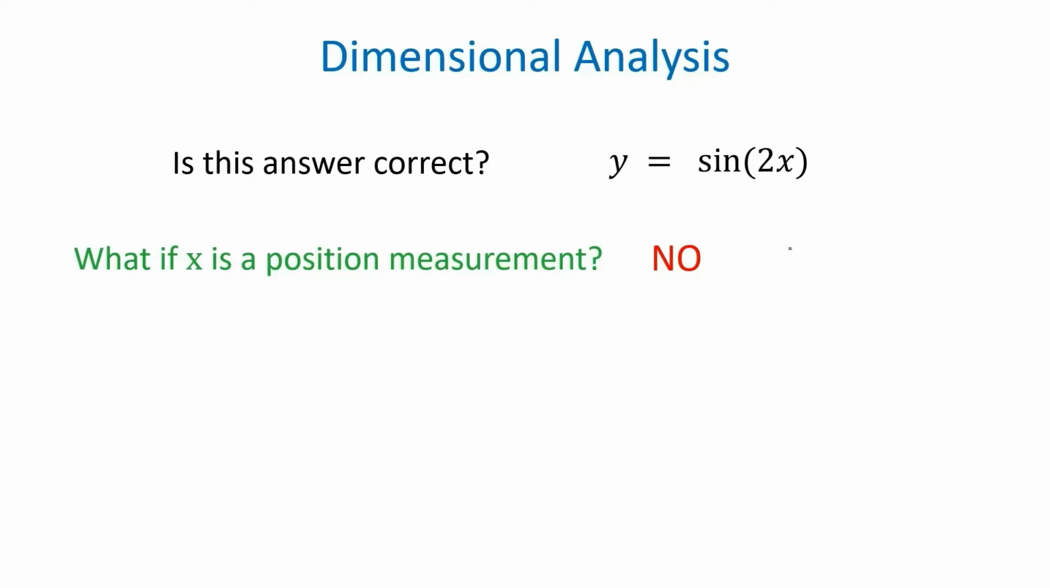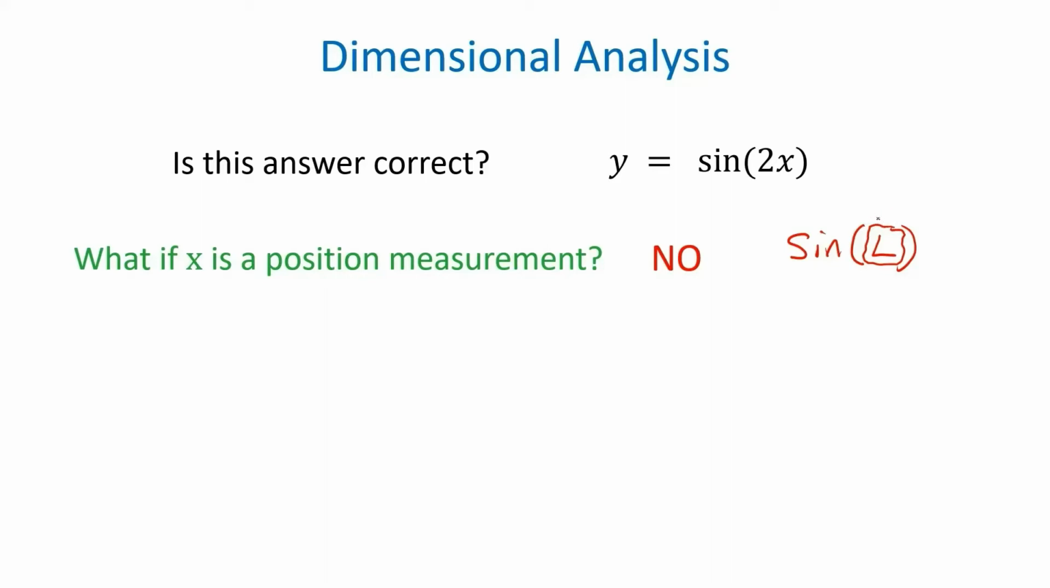So if x has dimensions of position, that's a distance value, it would be represented by meters or centimeters, something like that. Then what I'm saying is that I have sine of length. And if you don't know, the argument inside any trig function, anything inside the parentheses, the argument must be dimensionless or else the sine function won't accept it.